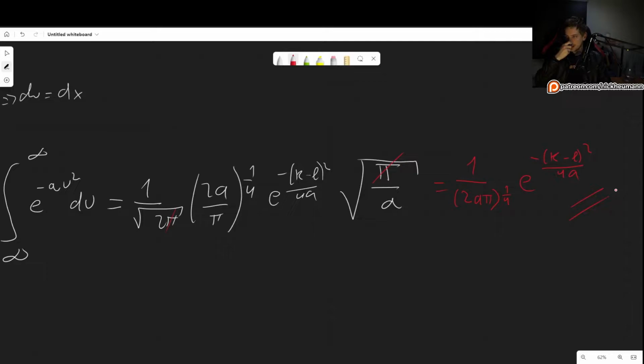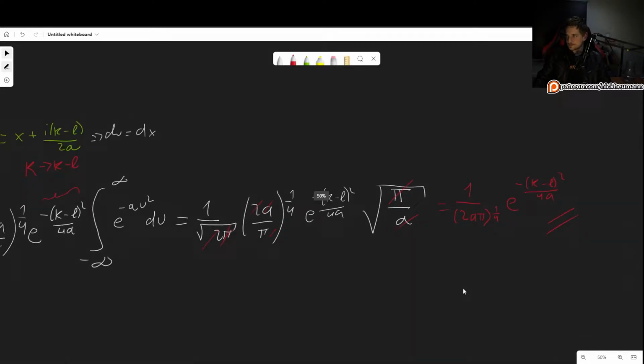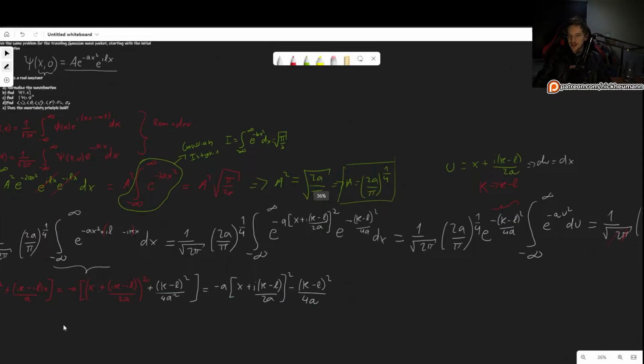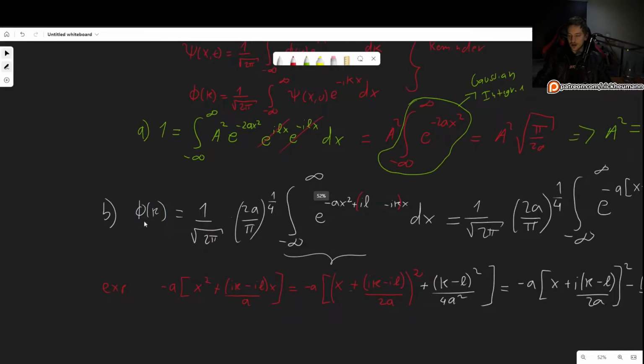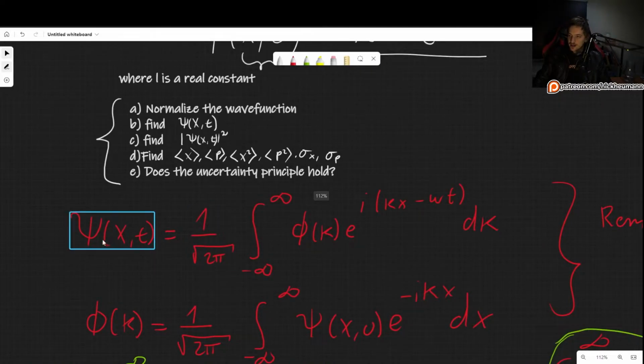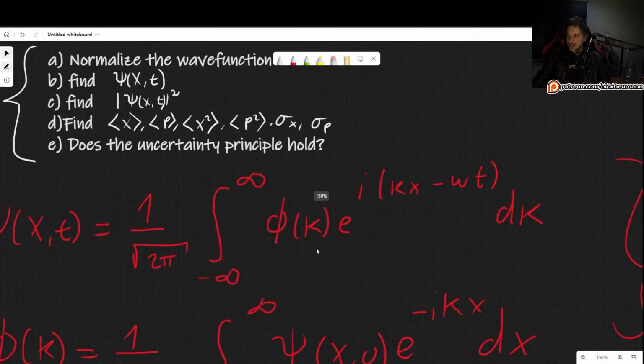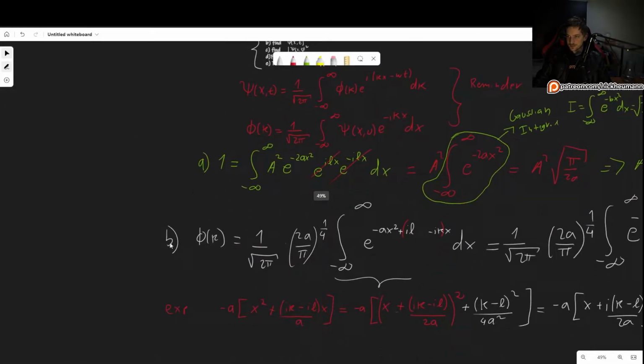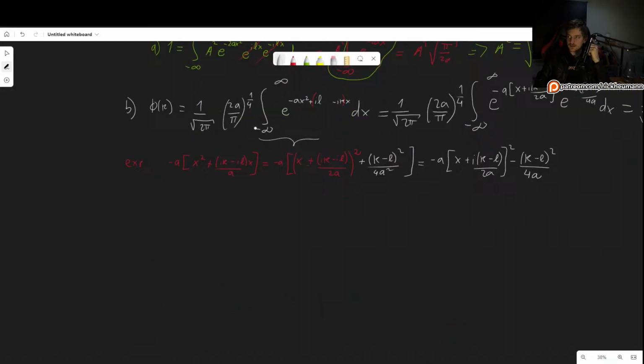Okay, did I consider everything? So this and this, this and that, and that, this and that, yes. So this is our phi of k. So now we can simply take this psi and plug in our phi. So let's plug that in and find the wave function as a function of time.